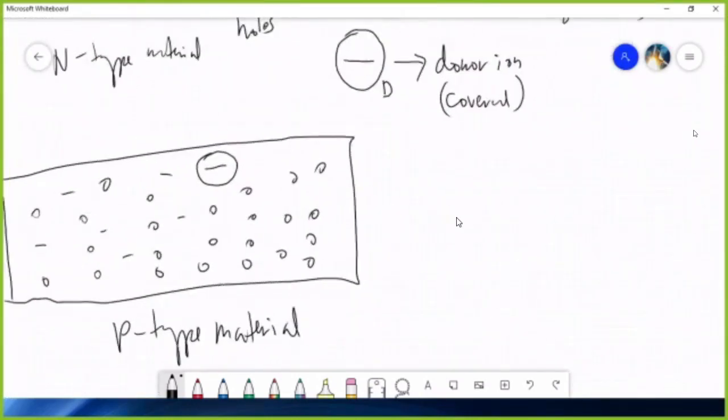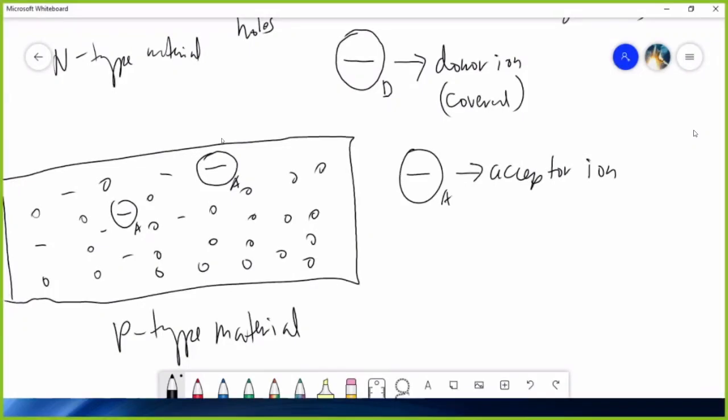So, lagay natin dito. Meron tayong mga acceptor ions. Pangalanan natin itong acceptor ion. Ang acceptor ion, di ba dapat meron siyang hole? So bakit negative? Kasi nga nakapag-accept na siya. Nakapag-accept na siya ng electrons na gumagala. So this is called uncovered.